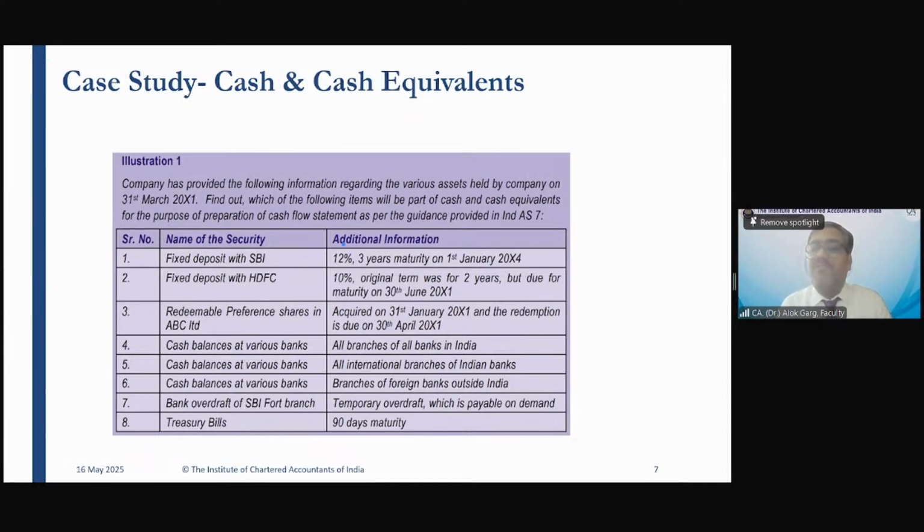Temporary overdraft which is payable on demand. Cash equivalent.